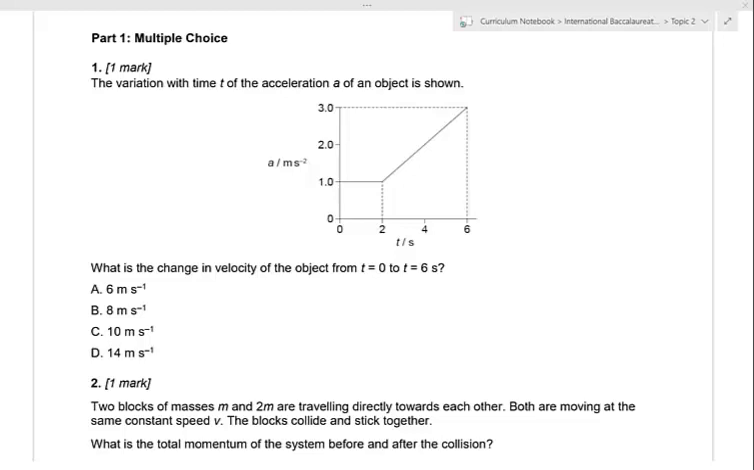Alright, in this video I'm going to go over the reasoning for the answers to the questions in the test you've just done. So, question 1 says, the variation with time of the acceleration of an object is shown. What's the change in velocity of the object?